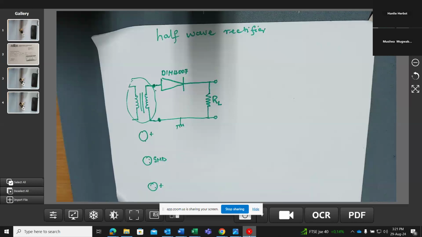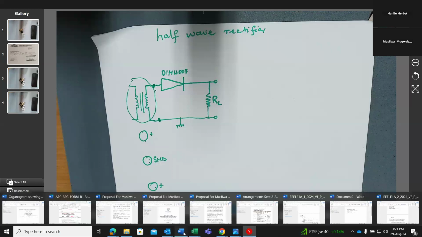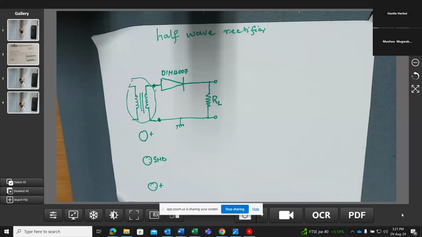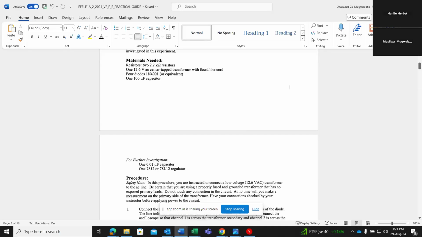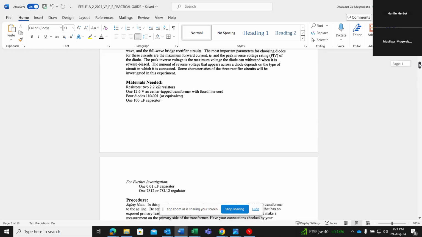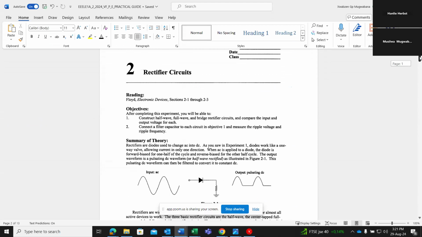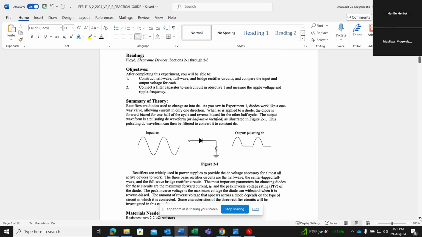Now, allow me to open a Word document which consists of an example of your circuit. If you look at this example of your practical circuit on your study guide, that is where you are looking at practical 2, which is the rectifier circuit. If I scroll down, that is the theory part of a rectifier circuit, and there you'll see that you're given the input, of which your input signal is an AC input signal.